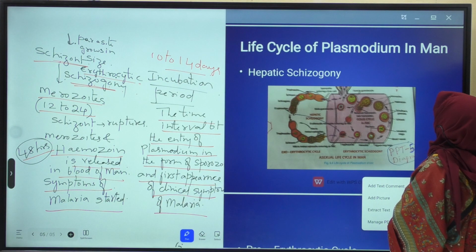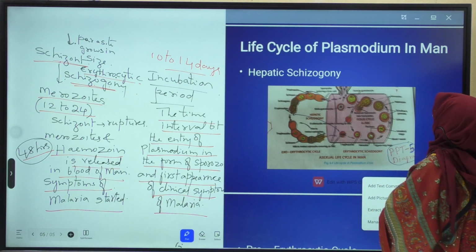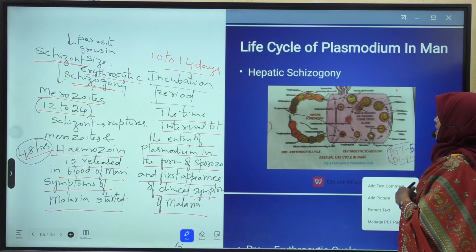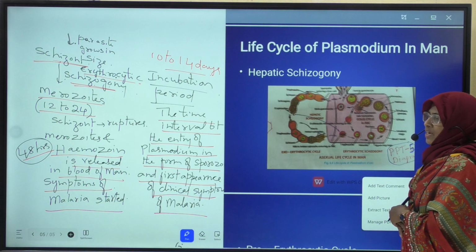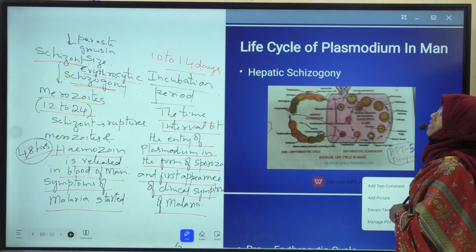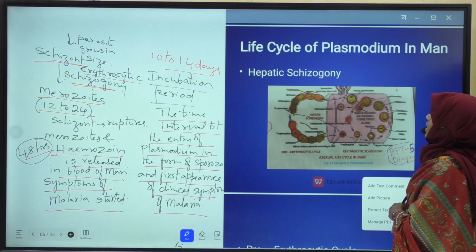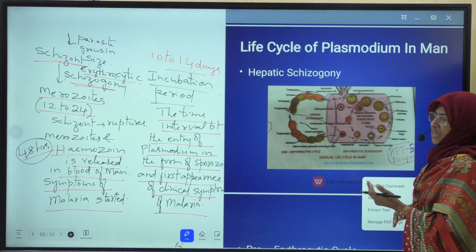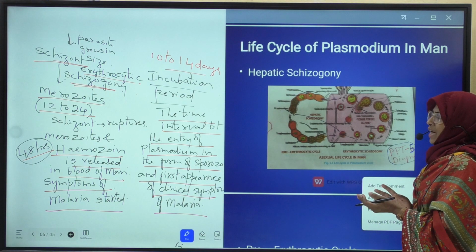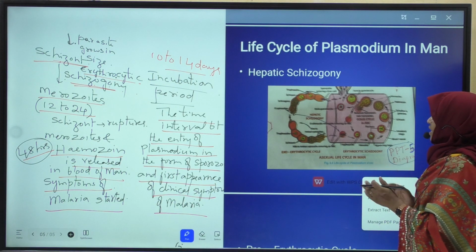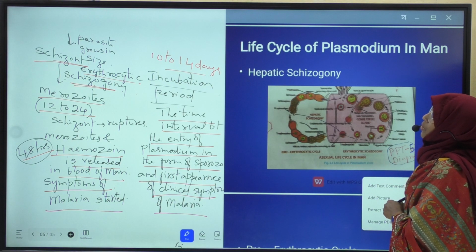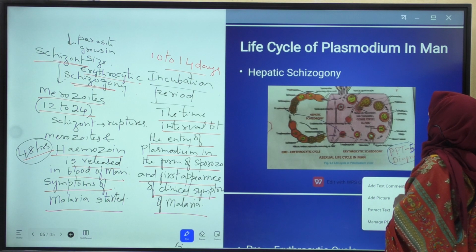Okay? Now, this parasite grows in size and becomes schizont. In schizont, what happens? Schizogony takes place. During schizogony, what happens? Nuclear division and cytoplasmic division take place, due to which nearly 12 to 24 merozoites are formed.